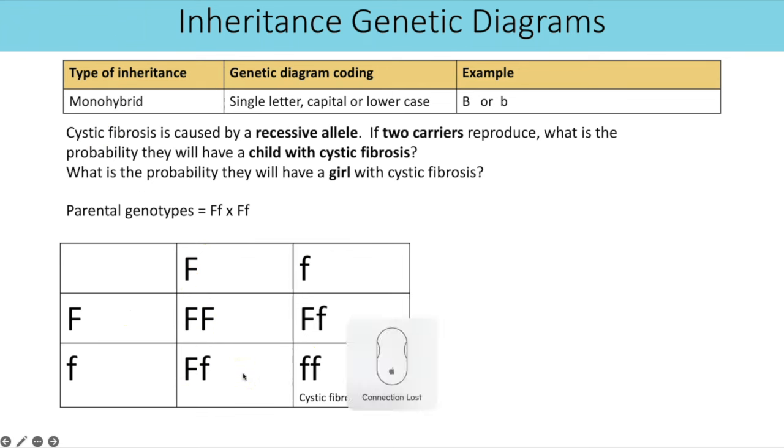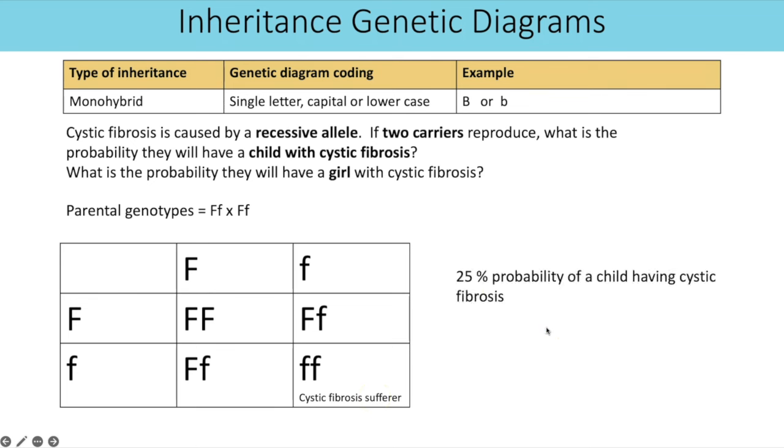genotypes of the offspring. And then I've put in what the genotype for someone who is a cystic fibrosis sufferer must be if it is caused by a recessive allele. So from that, we can see we have 25% probability of a child having cystic fibrosis.